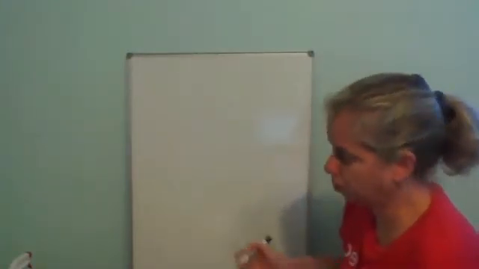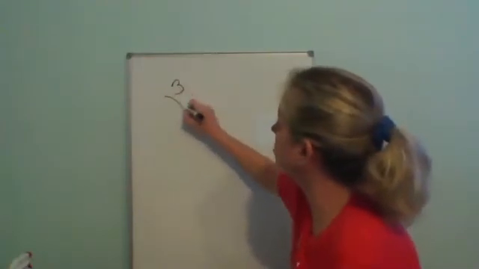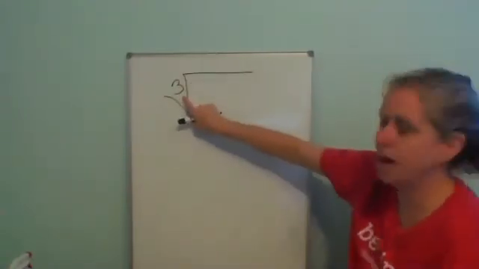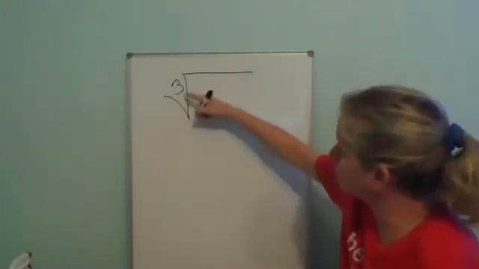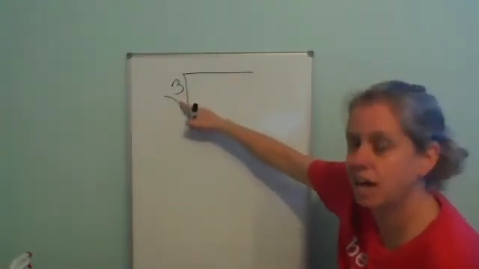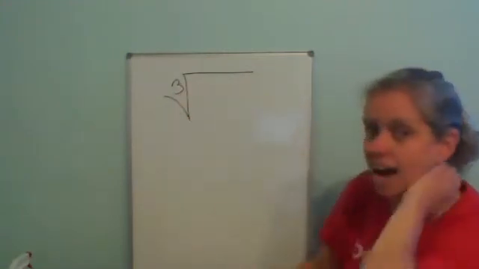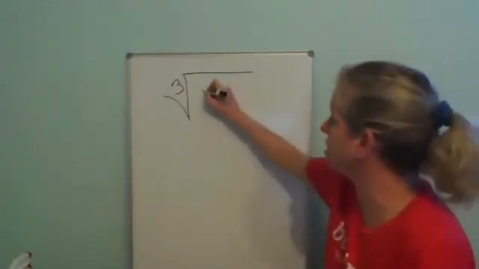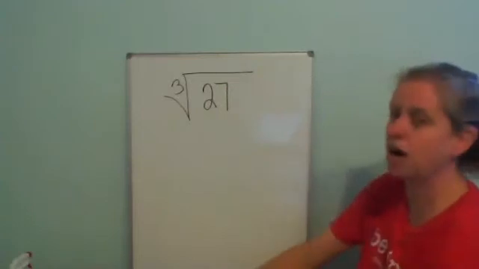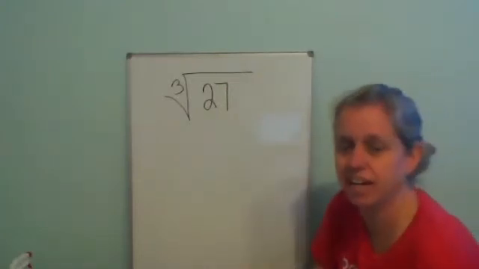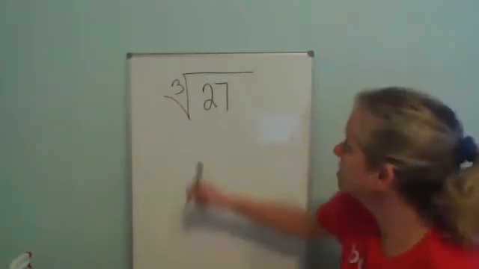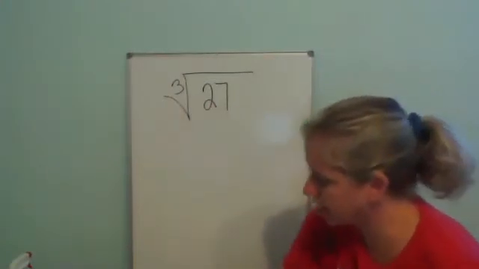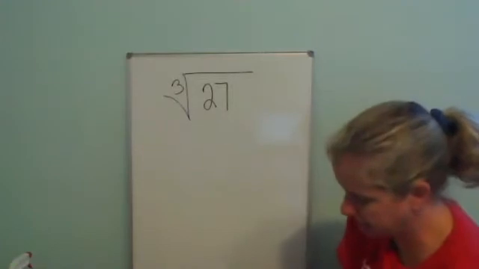All right, number 4, this time the radical looks like this. And when you have a number in here, what you're trying to find is what number times itself 3 times gives you what's underneath. So let's say it's the cube root of 27. That would say I need to know what the number is times itself 3 times that is 27.